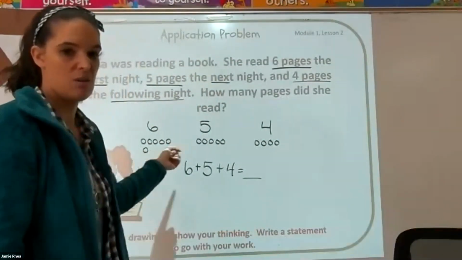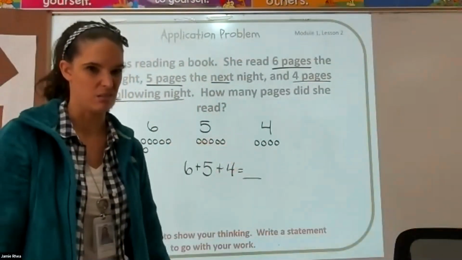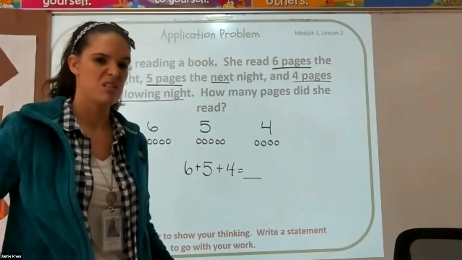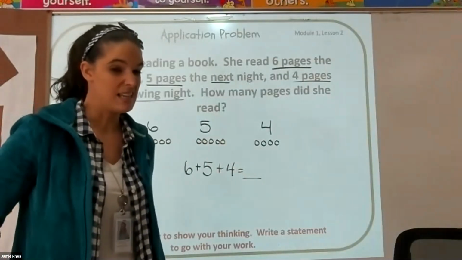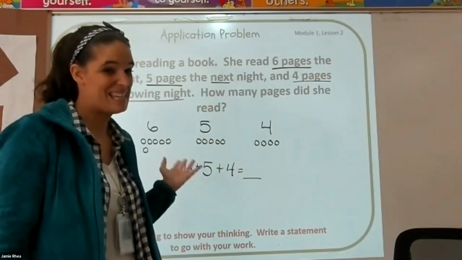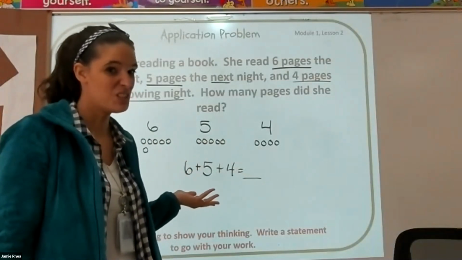I mean, we could count up all the dots. That might take a little while too, huh? We could look and see if maybe 2 of our numbers make 10. Let's try that.